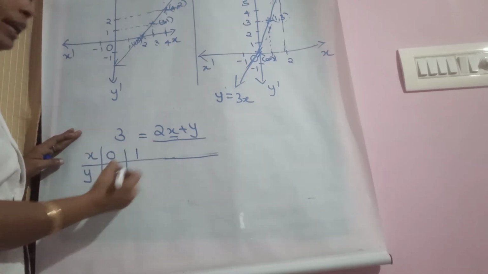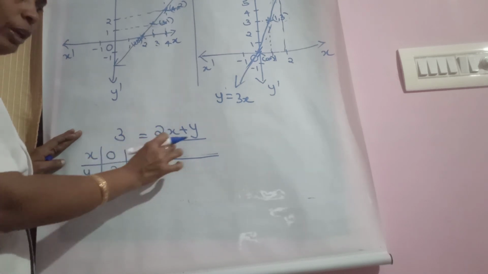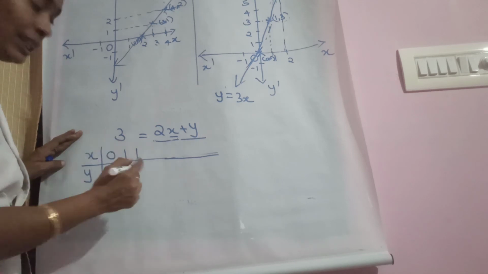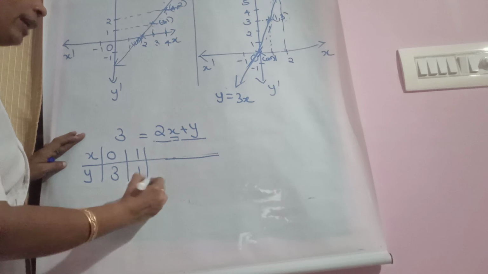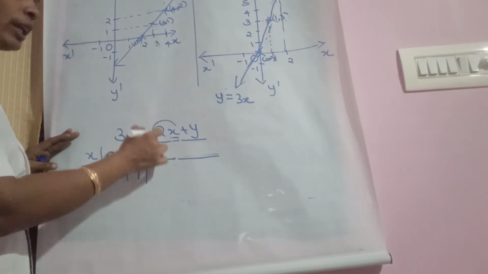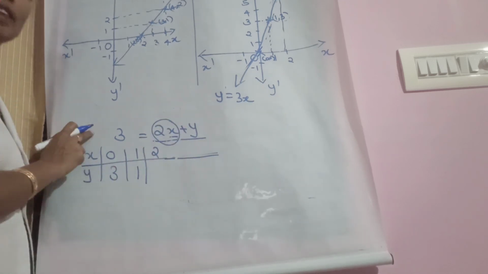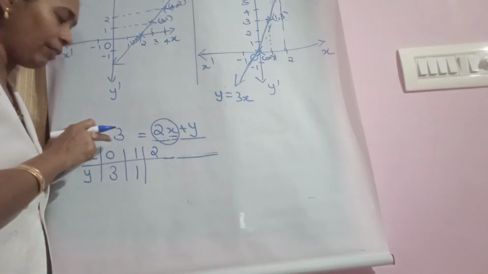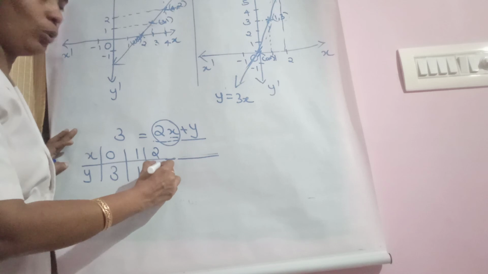Next give 1 as x. For 2 into 1, we already got 2. 2 plus what number is equal to 3? 2 plus 1 equal to 3. Next you give x as 2. So x as 2 means this total becomes 4 now. 4 plus what number is giving 3? Minus 1. 4 minus 1.